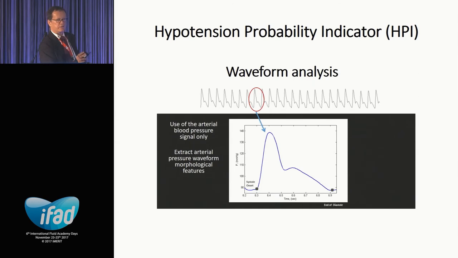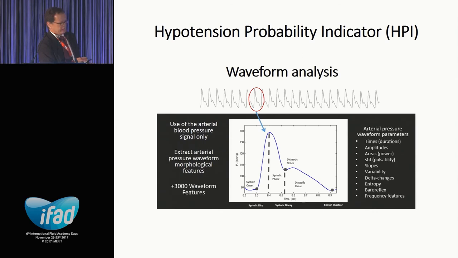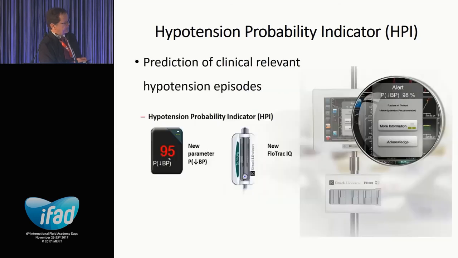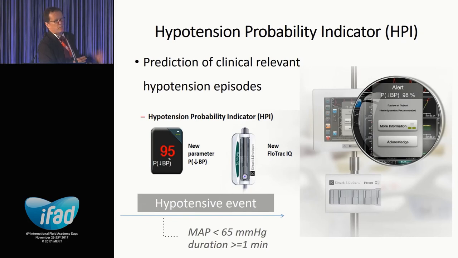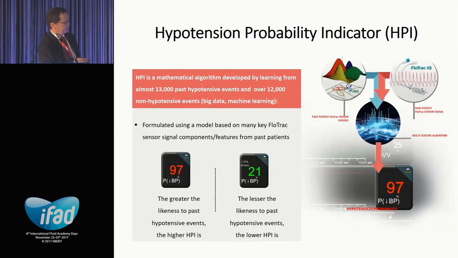How does it work? It looks very closely at this arterial pressure waveform, which contains a lot of information, as I told you yesterday already. So you can get a lot of information from the morphology of this waveform about the elastance and the amplitudes and the slopes and the variability and the entropy of the signal. And by doing this, it can calculate this hypotension probability. So the probability that a hypotension will occur, and hypotension is defined as a mean arterial pressure below 65.